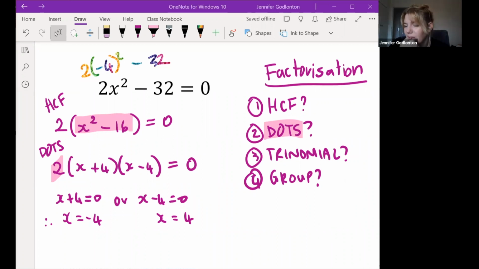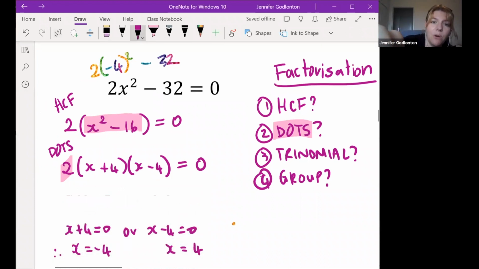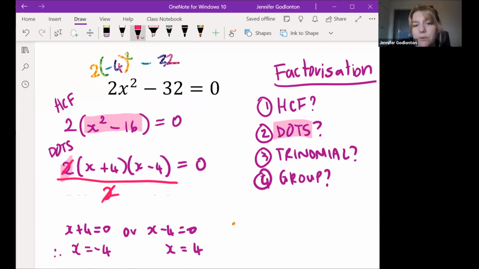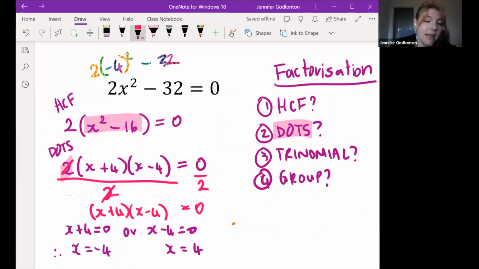I wanted to know what happened to the 2 on the difference of 2 squares. So when we get to this point over here, what we can do is divide this whole side by 2, because then it gets rid of it. And what we do to one side, we do to the other side. And what does 0 divided by 2 give me? Ma'am? What is 0 divided by 2? What would that equal? 0. Exactly. So what we land up with is just these 2 brackets. And that's why that 2 doesn't matter. Oh, okay. Makes sense? Yes. Okay. Cool.